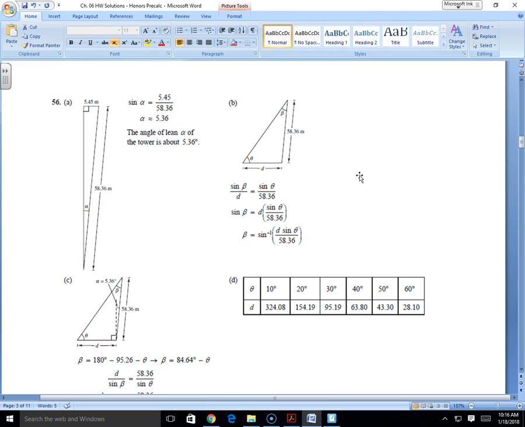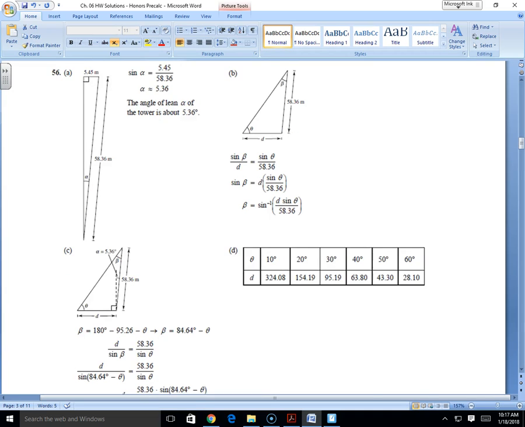Letter B, you don't know what d or theta are, but you would have just gotten beta by itself by taking sine inverse of both sides. You would have plugged in the unknowns and solved. You're just rearranging a formula. Sine inverse of d sine theta over 58.36. Letter C says, hey, let me give you something to plug in.